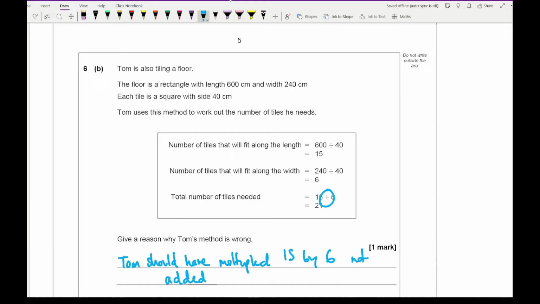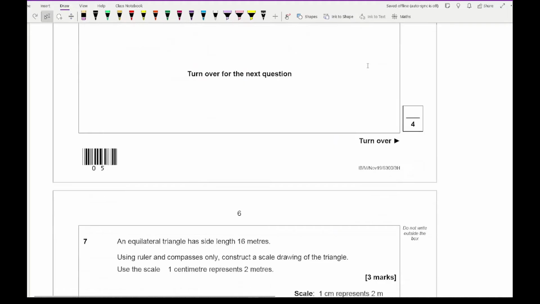And that would probably be the most common answer, or maybe he should have ordered 90 tiles. If you actually worked it out, that would be fine. But other correct statements would be: should have multiplied, not added; adding was wrong; he's added the length and the width. So any worded form of that, it needs to work out the area. Something along those lines will definitely get you that 1 single mark.